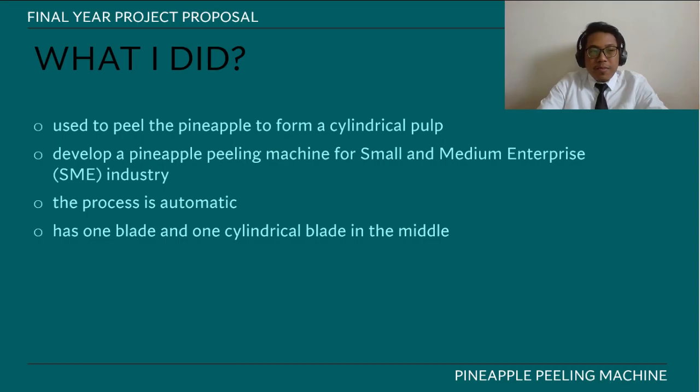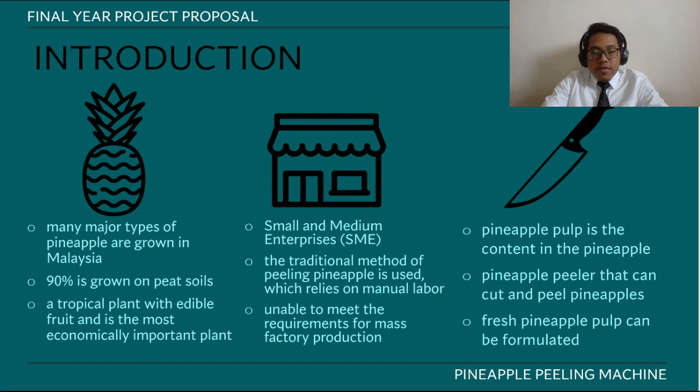What I did: a pineapple peeling machine is used to peel the pineapple to form a cylindrical pulp. The main goal of this project is to develop a pineapple peeling machine to solve the problem faced by the small and medium enterprise (SME) industry, where the machine developed can reduce the time taken to process pineapple. Compared to a conventional pineapple machine, this machine does all the process automatically. It has one blade and one cylindrical blade in the middle to remove the skin and core of the pineapple simultaneously. Next, I will present about my introduction.